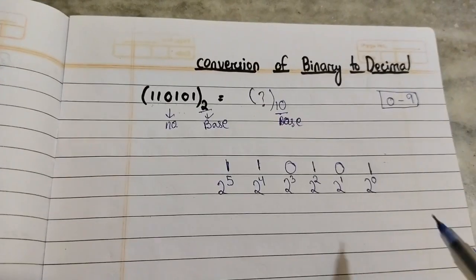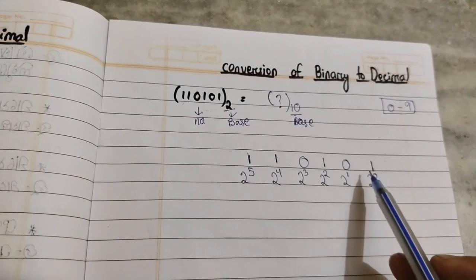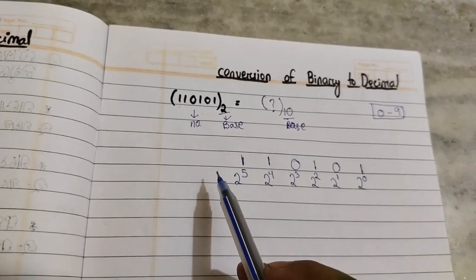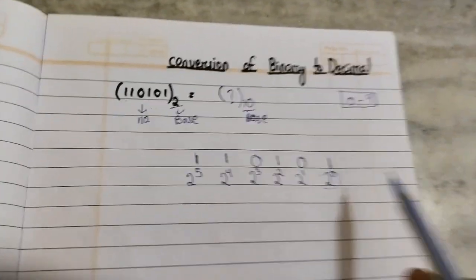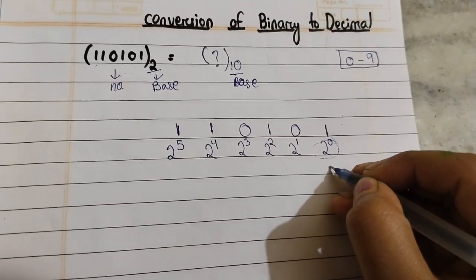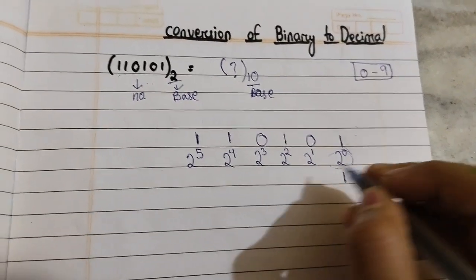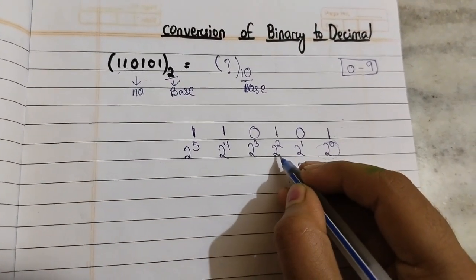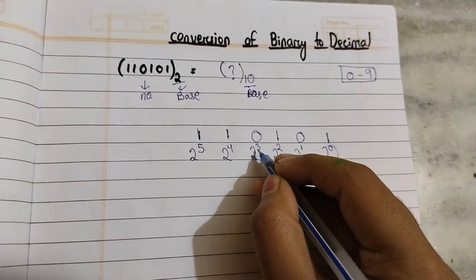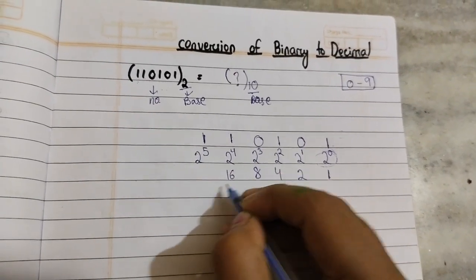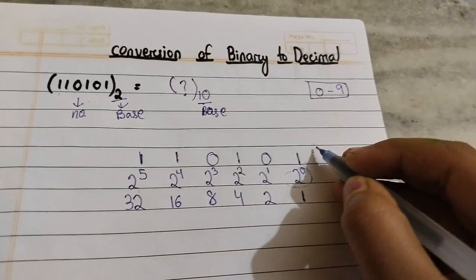Now we have to find the value of each power of 2, starting from the right hand side towards the left. 2 to the power 0 is 1, because you should know one logic: any number to the power 0 is 1. Now 2 to the power 1 is 2. 2 to the power 2 is 4. 2 to the power 3 is 8. 2 to the power 4 is 16. 2 to the power 5 is 32.